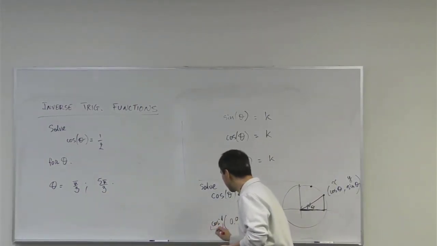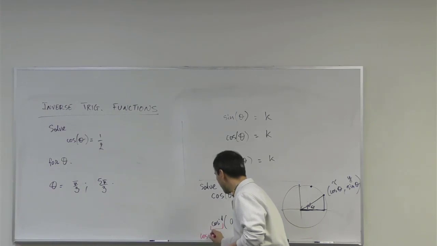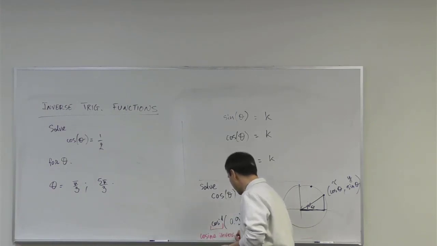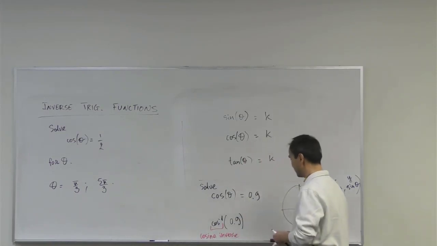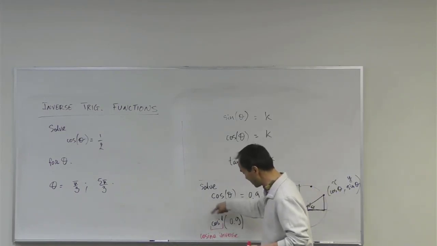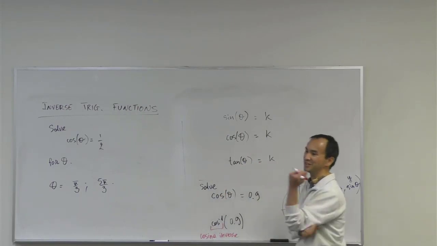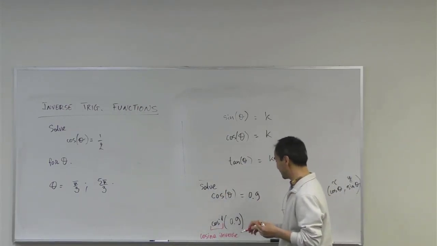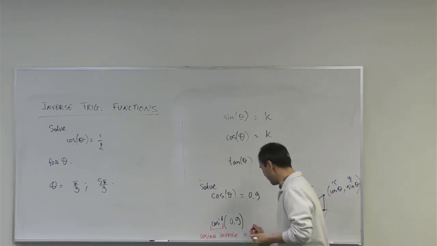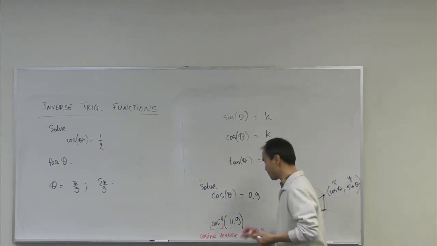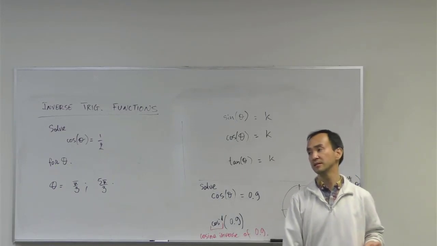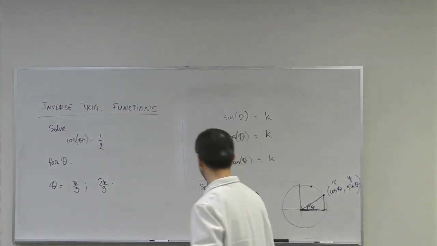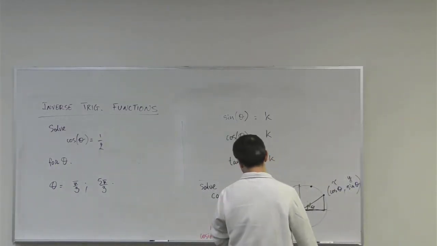The way we're reading it, we hear more people saying cosine inverse. Or, a little bit less popular, people say inverse cosine. Two different ways of saying that, but I don't know why more people say cosine inverse. And then cosine inverse of 0.9, like that. Or the inverse cosine of 0.9.